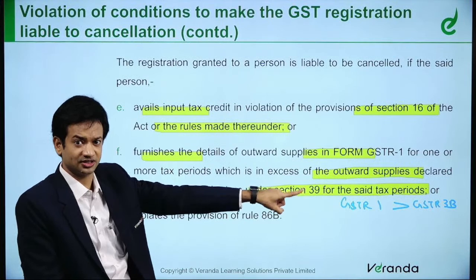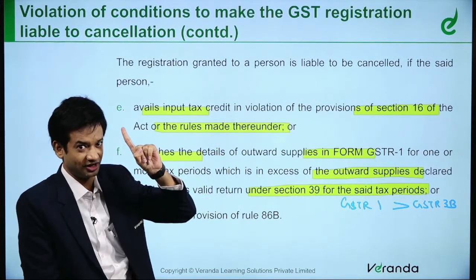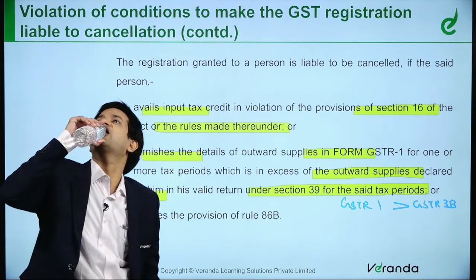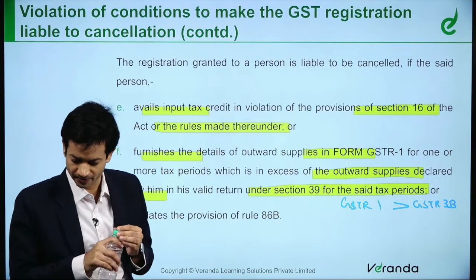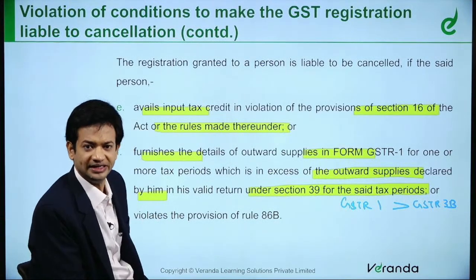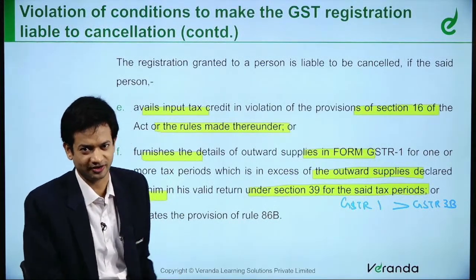So they say if you do like this, that you regularly report liability in GSTR 1 more and in 3B less, your registration we can cancel, right? So we'll see the next conditions once again. So E, F and G clause. As I said, 3 clauses are inserted, right?